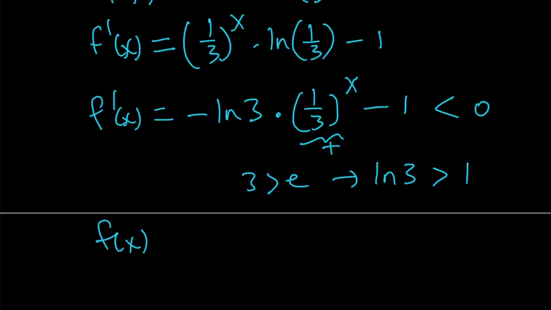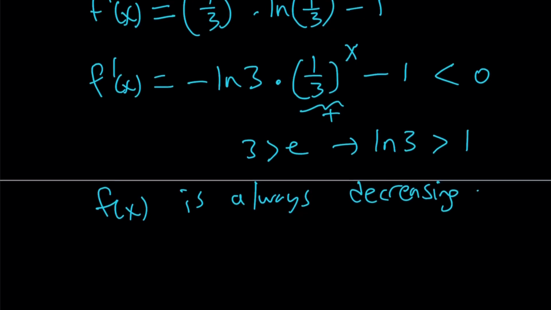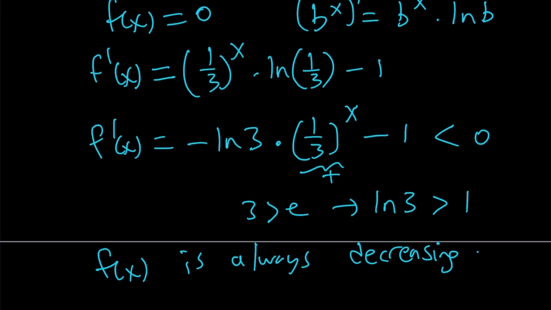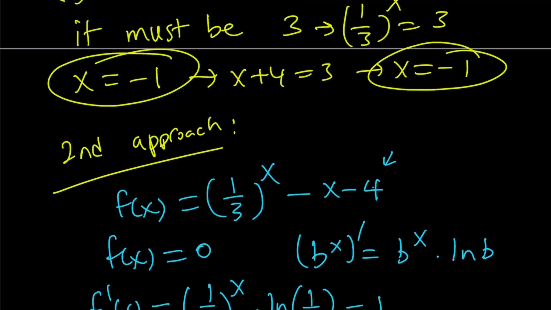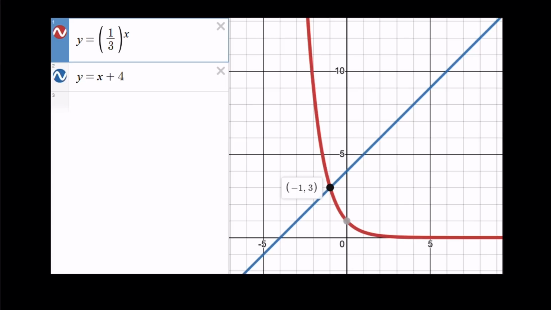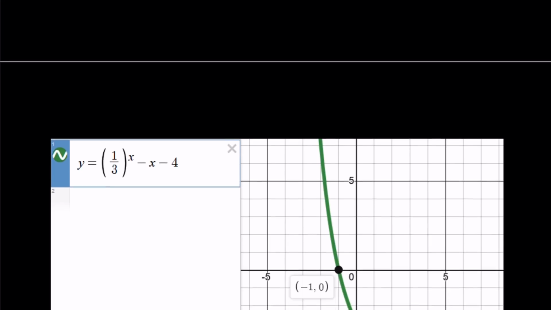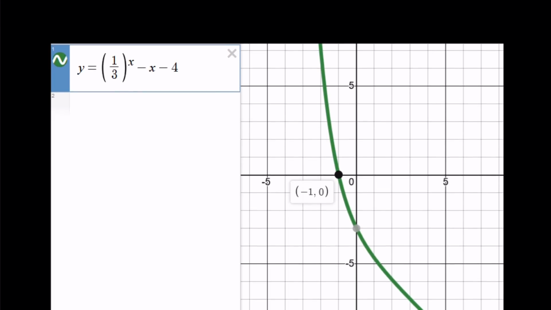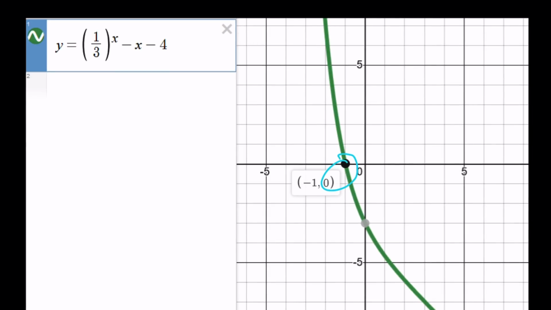F of x is always decreasing, meaning that it can only intersect the x-axis at a single point, and you can easily guess that solution, which we already did, right? We said that, yes, x equals -1 must be the only solution. Now, let's go ahead and take a look at the two different graphs here. One of them is the first approach. Notice that (-1, 3) is clearly an intersection point. And then the second approach gives you the following function whose derivative is always negative, which means it's always decreasing, and this is going to be our solution.